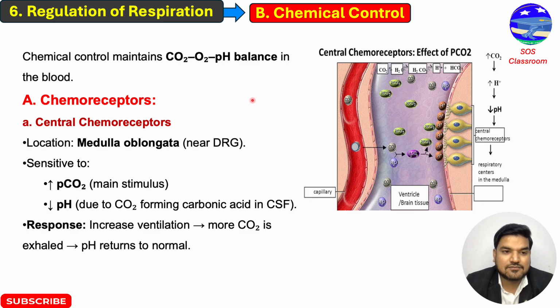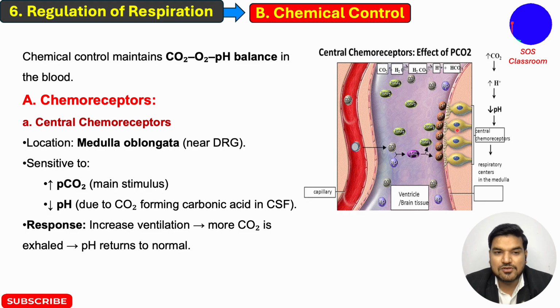What will happen if the carbon dioxide increases inside the blood? If the carbon dioxide increases, then the hydrogen ions also increase, and then the pH level decreases. So what is the function of the central chemoreceptors? First of all, you can see the location. The location is the medulla oblongata near the DRG. You can see this is the DRG structure and these are the central chemoreceptors.